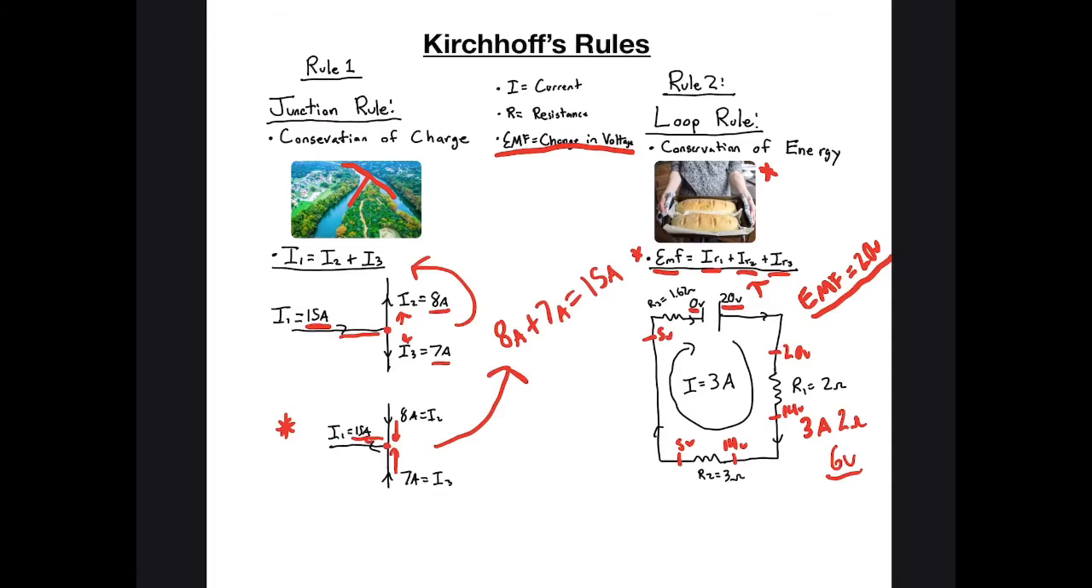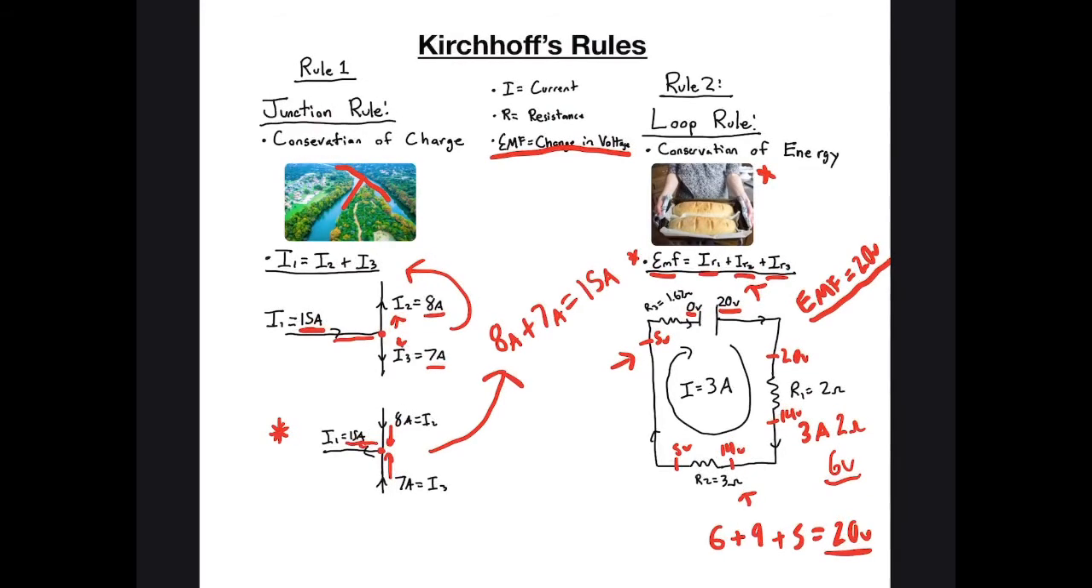Showing that if we add all these together, 6 plus a 9 volt change here, plus a 5 volt change here, equals 20 volts. And so from this, we can see that the energy was conserved throughout the system.